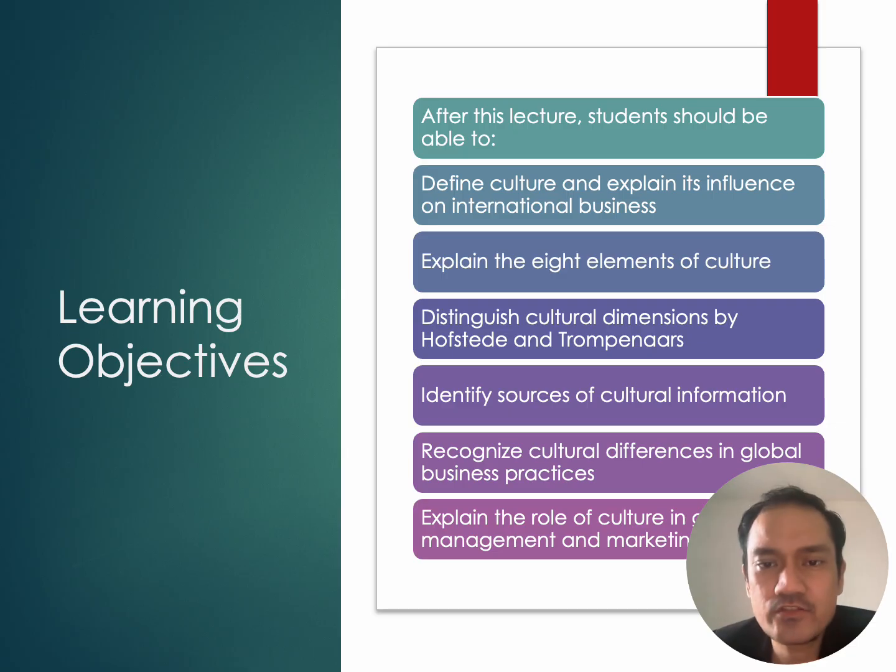After this lecture, students should be able to define culture and explain its influence on international business. Explain the 8 elements of culture. Distinguish cultural dimensions by Hofstede and Trompenaars. Identify sources of cultural information. Recognize cultural differences in global business practices. And explain the role of culture in management and marketing. These learning objectives summarize the key outcomes of this chapter.